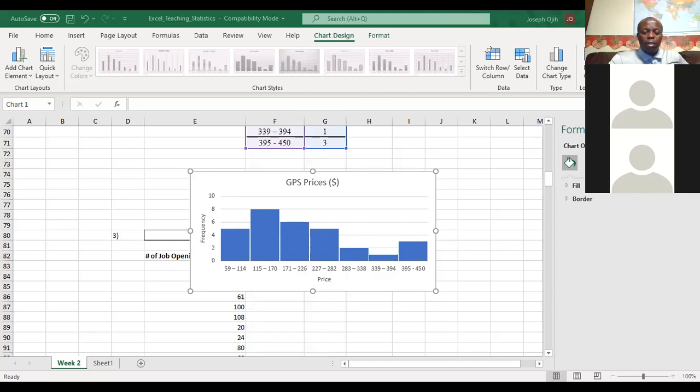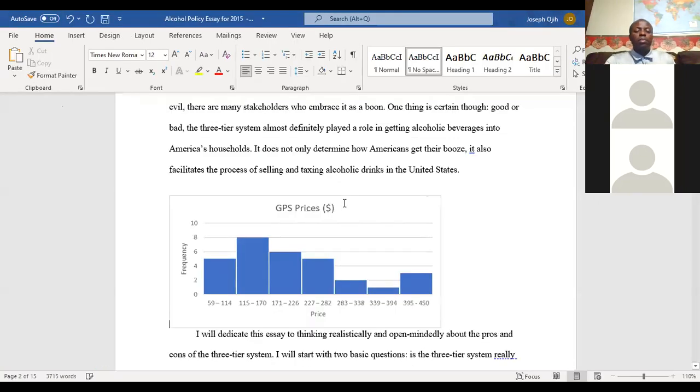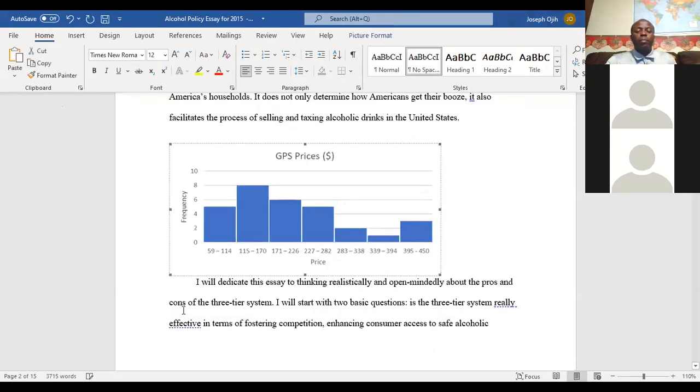Go to your histogram, then copy, Control C, and then go to where your project is located and click Control V. So your histogram is right there. Then you can continue to type what you want to type. Questions?